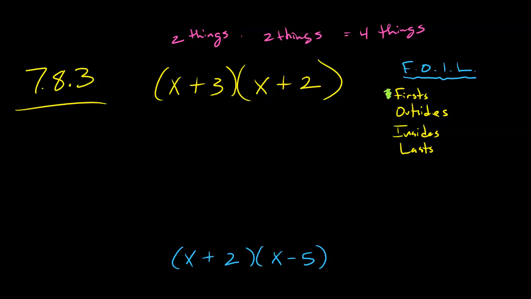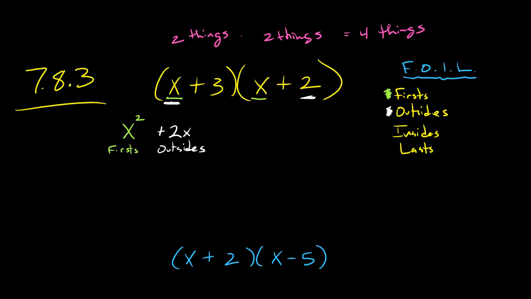So the FOIL acronym is to tell you kind of an order on how to multiply. The firsts is going to be the first item in each parentheses. So x times x, which would be x squared. So this is the firsts. The outsides, if you look at this as complete order 1, 2, 3, 4 things, the outsides would be the first one and the last one, like the x and the 2. So x times 2 would be 2x, positive 2x. This would be the outsides.